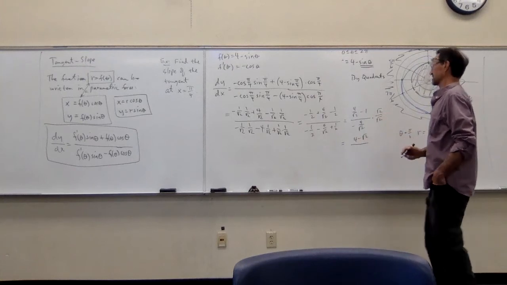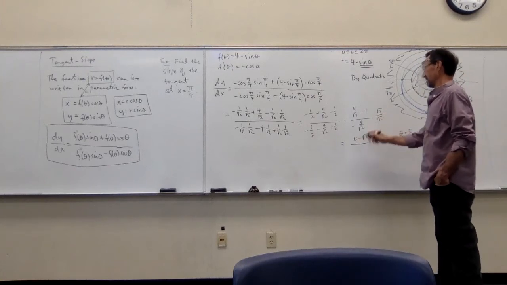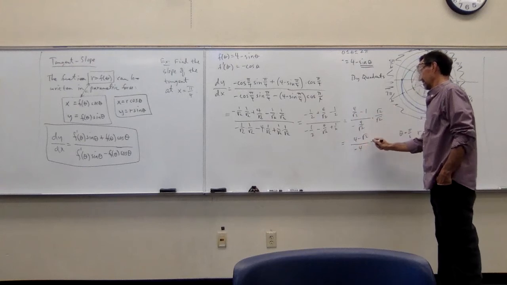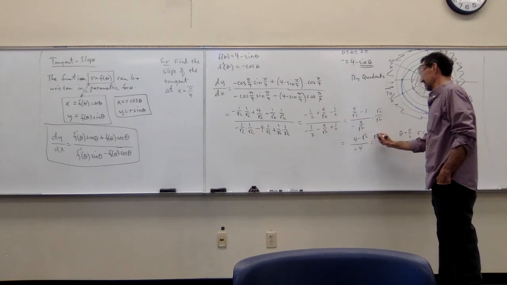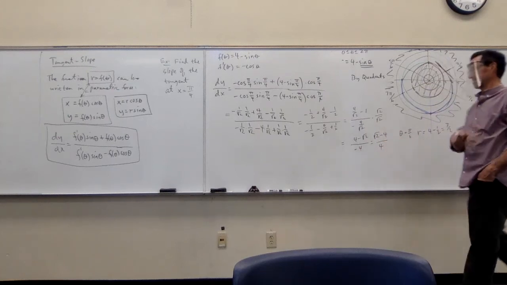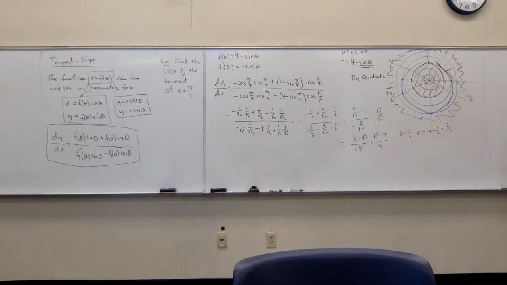Begging your pardon, yes, that's what we get. And down below we get minus 4. And then let's absorb this minus sign up there. I like pretty answers. And that's our answer.